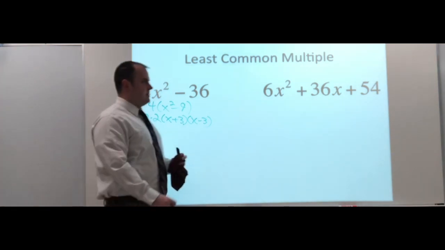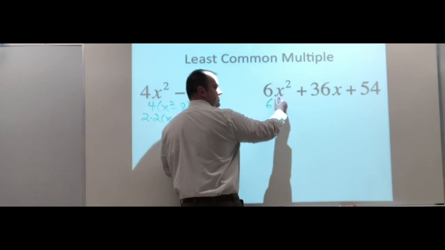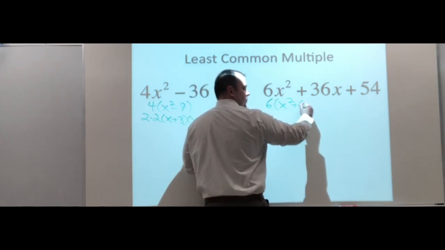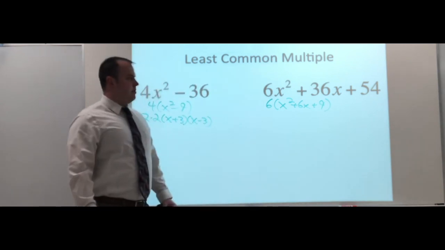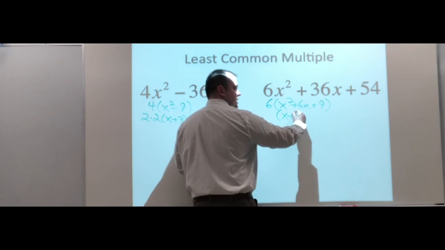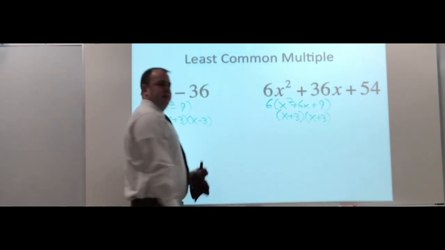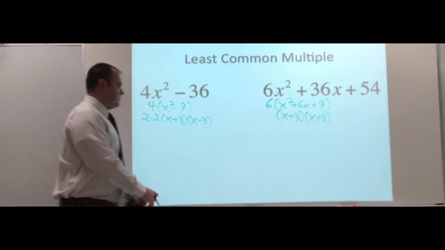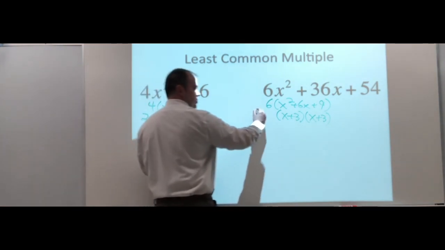Going over here to the 6x squared plus 36x plus 54, I'm going to take out a 6. Okay, and now factoring x squared plus 6x plus 9 gives me x plus 3, x plus 3. And again, the 6. You need to think about how can I break up the 6. The 4 was 2 and 2. 2 times 2 is 4. 6 is 2 and 3.